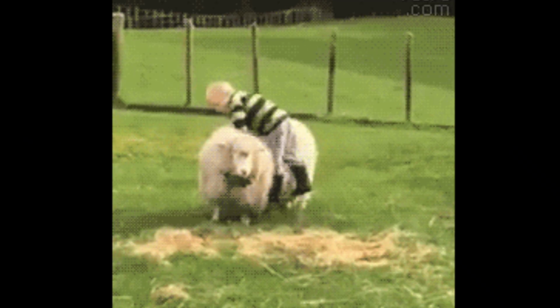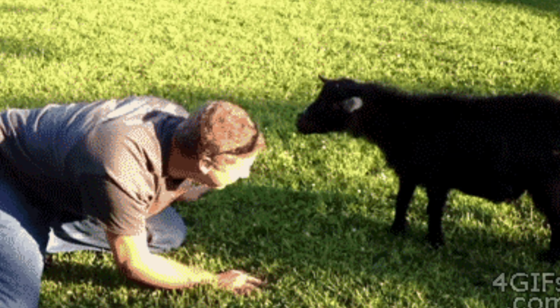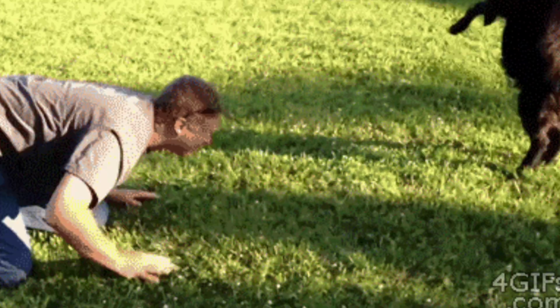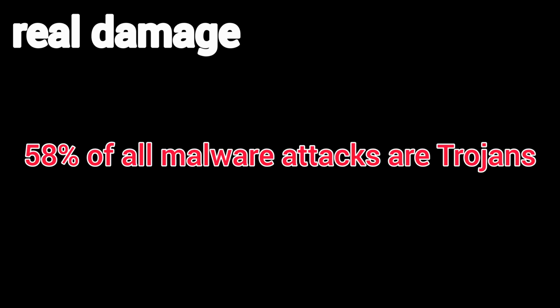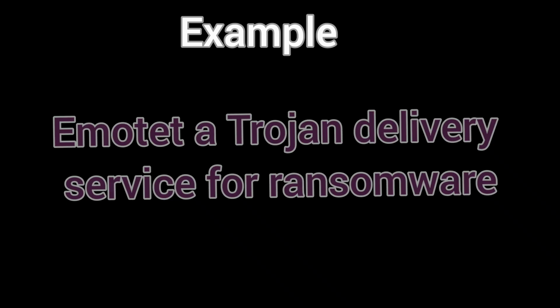Trojans, the wolves in sheep's clothing. How it attacks: disguises as legit software, e.g. a free game update. Once installed, it steals passwords, opens backdoors, or downloads more malware. Real damage: 58% of all malware attacks are Trojans. Example: Emotet, a Trojan delivery service for ransomware.